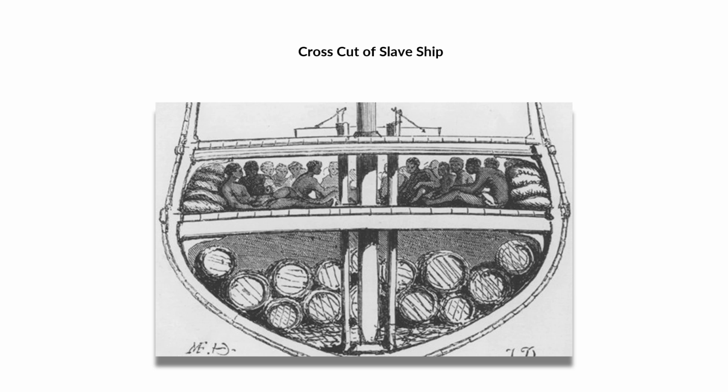Another illustration here, a cross cut of a slave ship. You can see that in the bottom part, they've got cargo stored, and then an upper deck where the human cargo is stored.